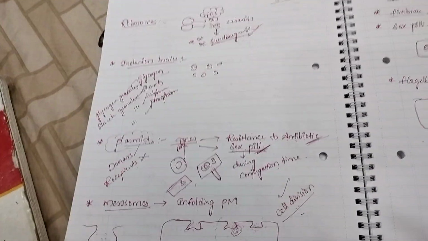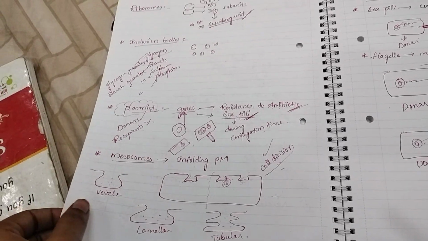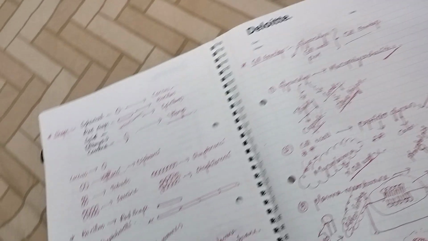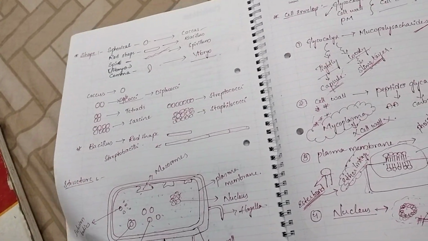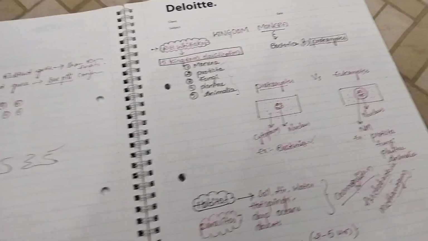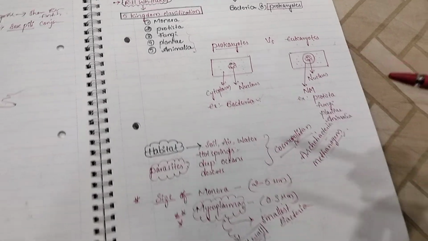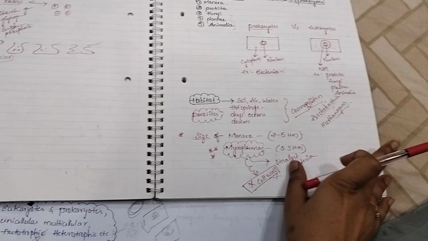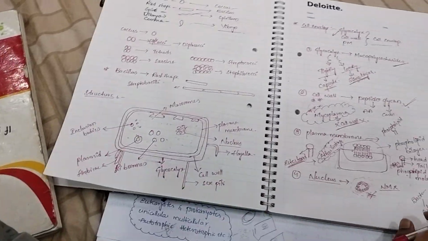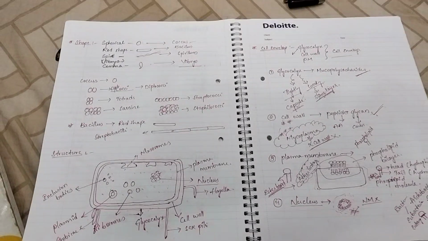So yes, this is all about the prokaryotic cell structure. We have done with shapes and structure, and also we have done with the R.H. Whittaker five kingdom classification, prokaryotes versus eukaryotes, and the habitat, size, shapes, structure, and all. So, yes, this is all about the prokaryotic structure.